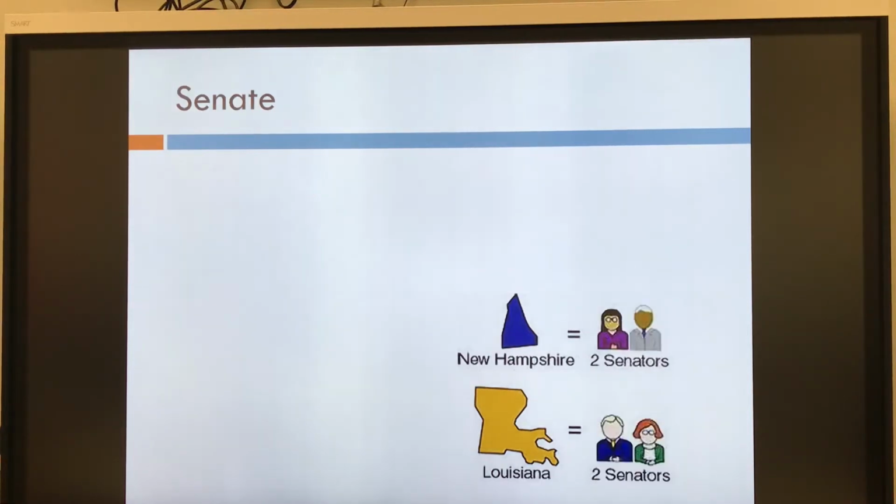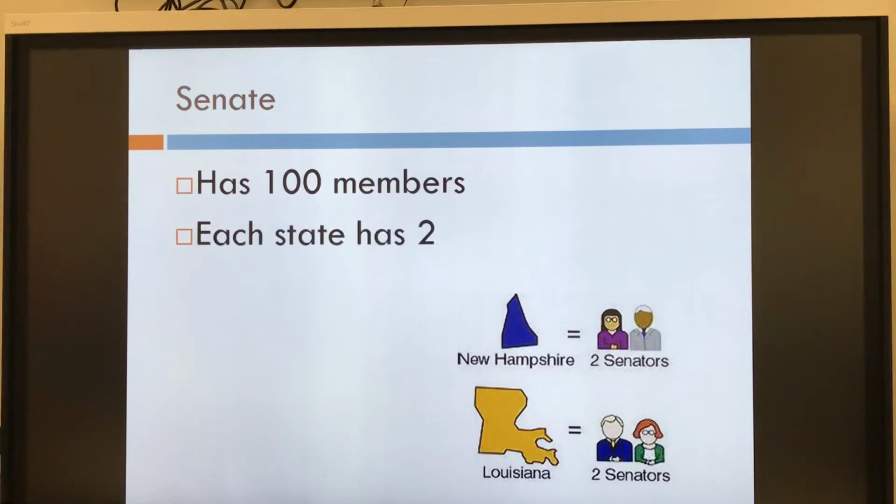Okay, as for the Senate, Senate's a little different. There are 100 members total in the Senate. In the Senate, it's a little more prestigious to get into the Senate. It's a little more difficult. There's only 100 total, and each state has 2. Every state has 2. It does not matter if you're Virginia, California, New Hampshire, Louisiana.